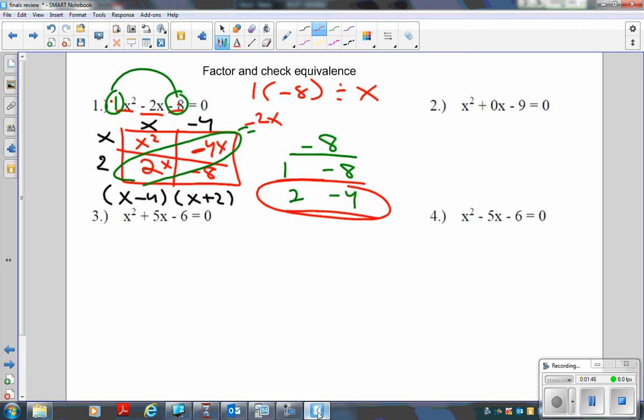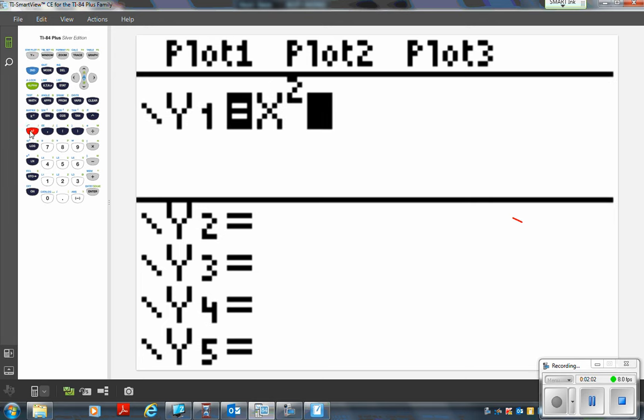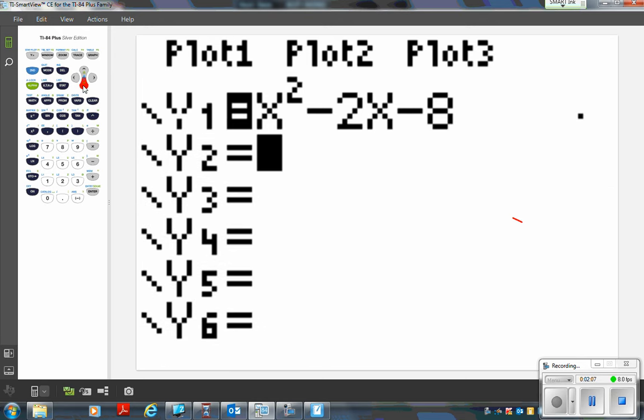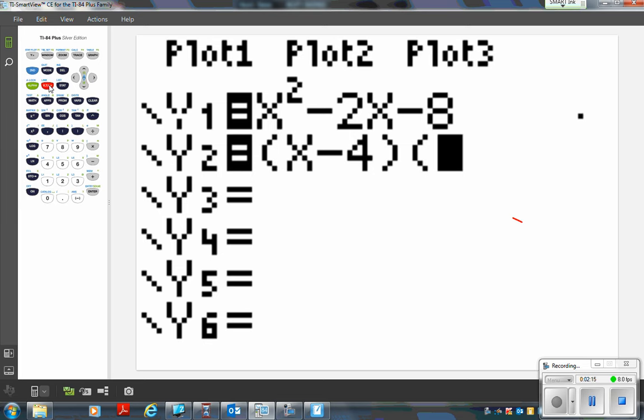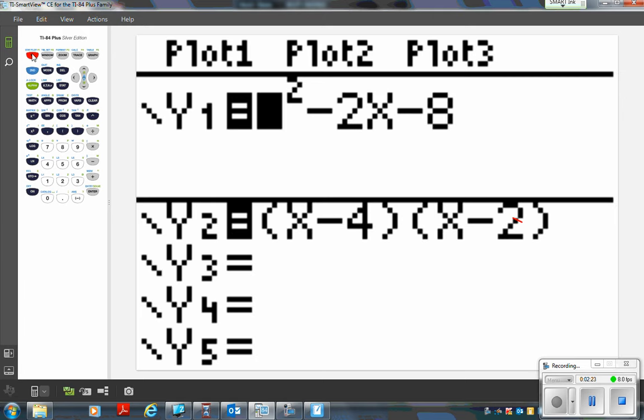The way we do that is we go to the original equation and put that in y1, and then our factors, and we'll put that in y2. If all the numbers are the same, it's correct. If they're not, then it's different. Let's check. All right, here comes the table, and all the numbers are different, which means I made a mistake. So let's go back and see what I made a mistake at.